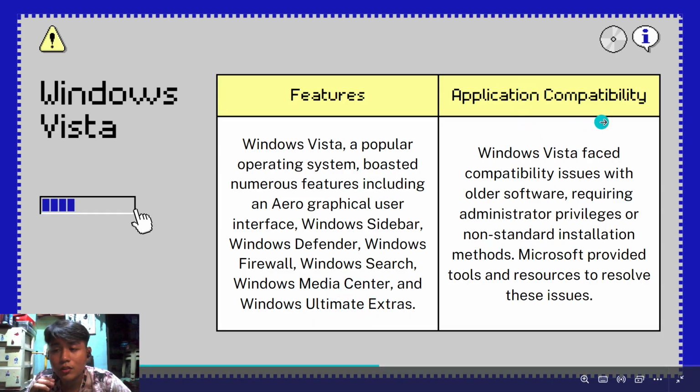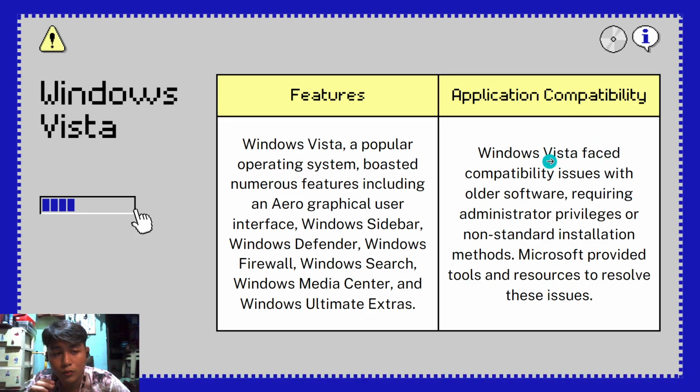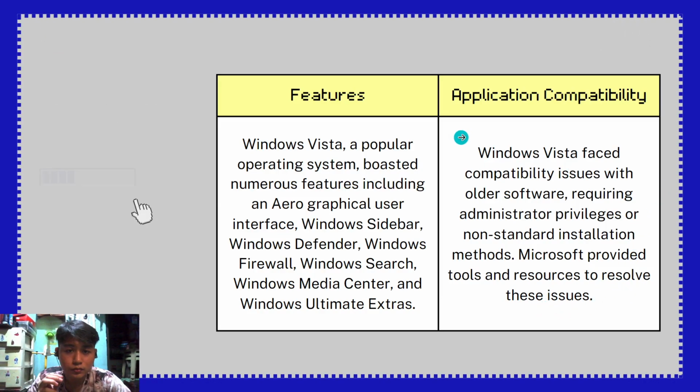For application compatibility of Windows Vista, it faced compatibility issues with older software, requiring administrator privileges or non-standard installation methods. Microsoft provided tools and resources to resolve these issues.